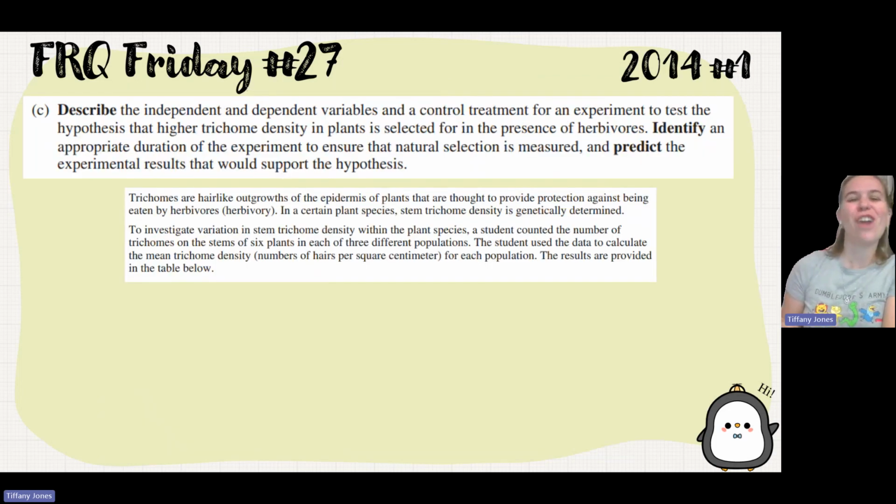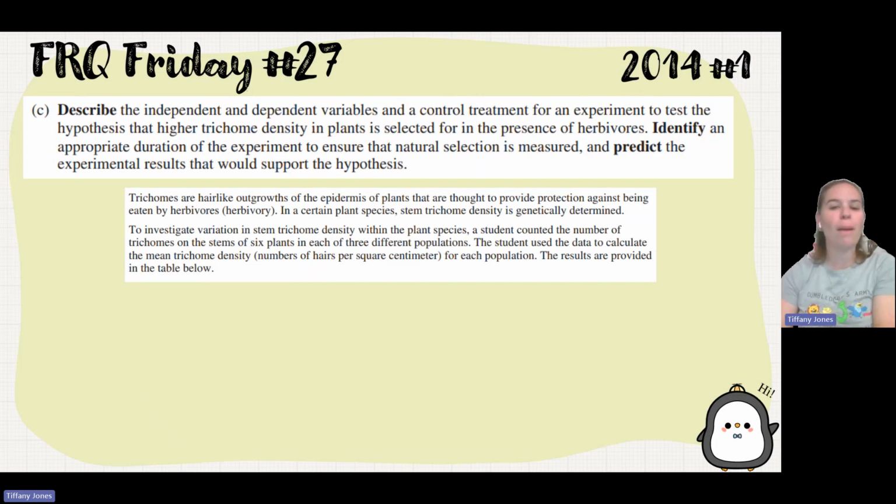So part C: describe the independent and dependent variables and a control treatment for an experiment to test the hypothesis that higher trichome densities in plants is selected for in the presence of herbivores. Identify an appropriate duration of the experiment to ensure that natural selection is measured and predict the experimental results that would support the hypothesis. Whew, that's a lot of stuff we've got to do.